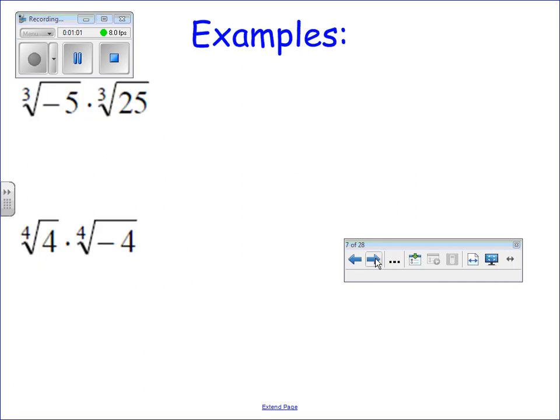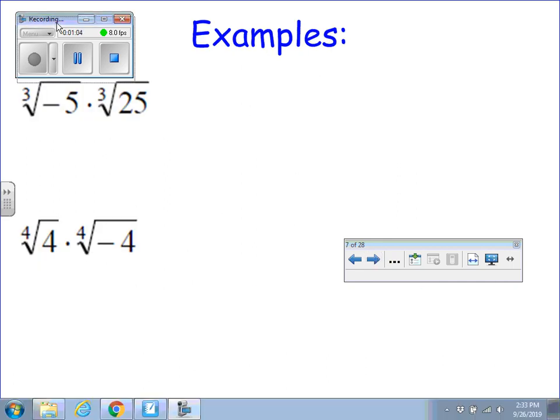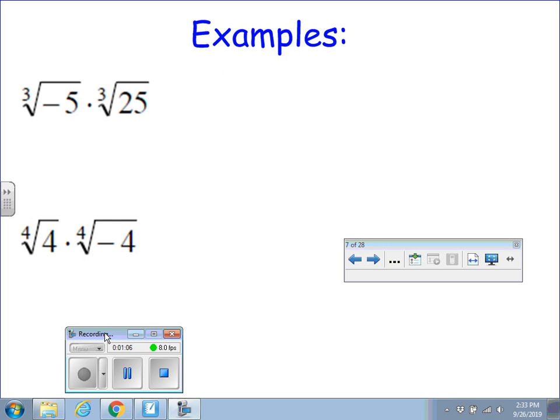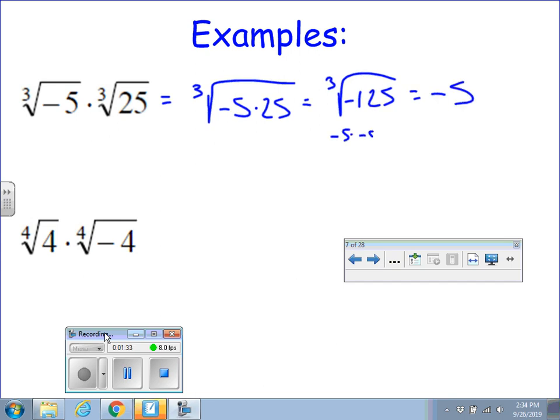So if you look at our first example, we have the cube root of -5 times the cube root of 25. They have the same index, it's 3, so that's good. You can take the cube root of -5, you can take the cube root of 25, so let's do it. We're going to do the cube root of -5 times 25, but -5 times 25 is -125. The cube root of -125 is -5, since -5 times -5 times -5 equals -125.